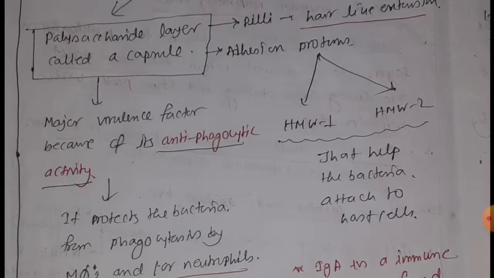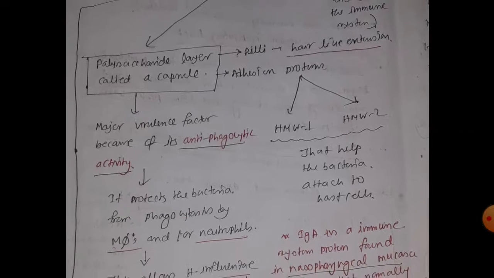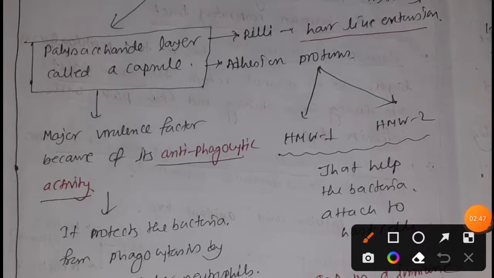It is very important to understand that this virulence factor is only present in typeable, or encapsulated, Haemophilus influenzae. I recommend that if you have not watched my previous video regarding the introduction of Haemophilus influenzae, you go back and watch it first, because there I explained the classification of Haemophilus influenzae. It is of two types: one is encapsulated, another is unencapsulated. Then it will be better for your understanding.